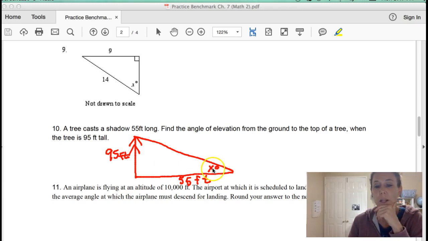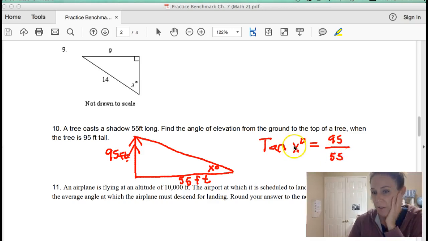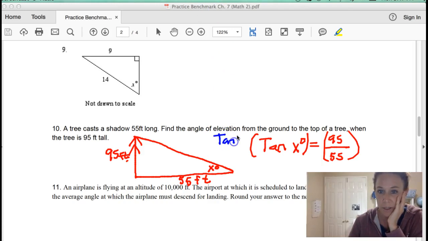So from here, let's see what I have. I have my opposite side and my adjacent side. So that would be tangent. Tangent of x is my opposite side, which would be 95, over my adjacent side, which would be 55. Now I need to find x, so you can think of it like I'm going to do the inverse tangent of both sides. And it would look like this. Tangent inverse, and I do it to both sides. That's how I get that tangent away from the x. I do the inverse tangent.